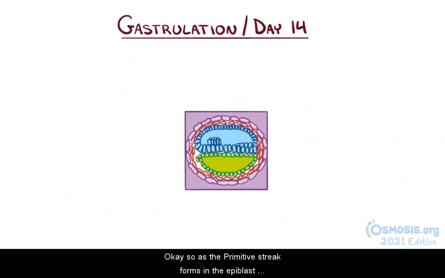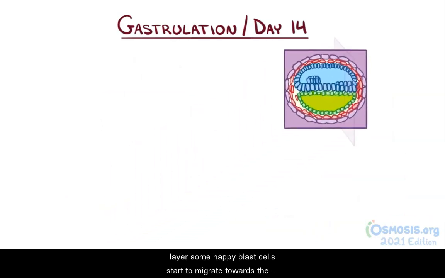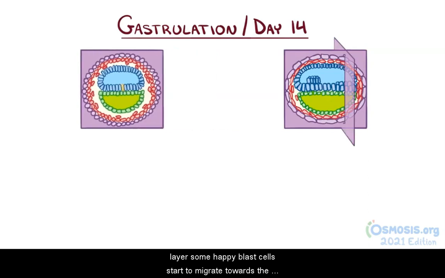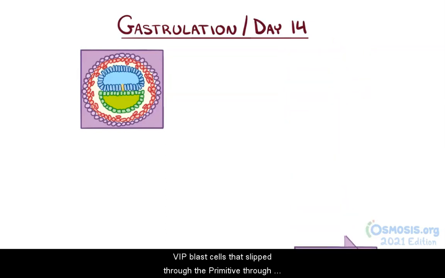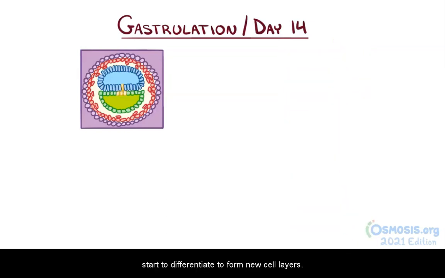Okay, so as the primitive streak forms in the epiblast layer, some epiblast cells start to migrate towards the primitive groove, move down into the bottom of the groove, and then actually dive right into it. It's kind of like a child diving into a ball pit at a funhouse. The epiblast cells that slip through the primitive groove start to differentiate to form new cell layers.